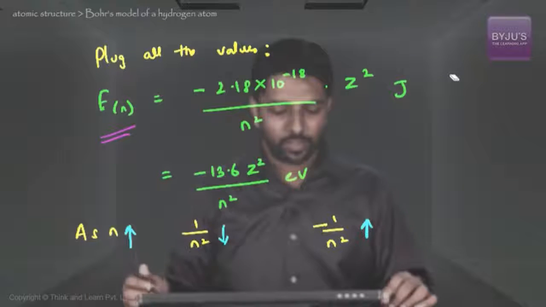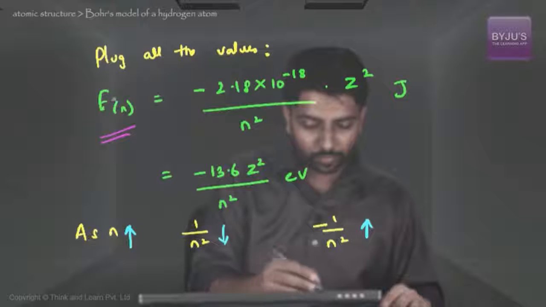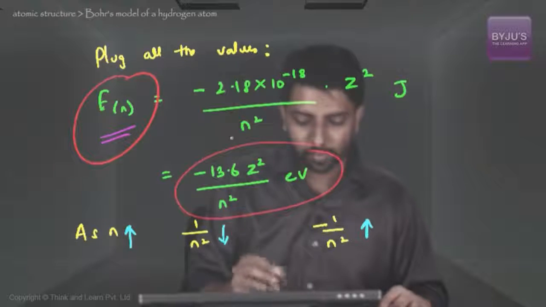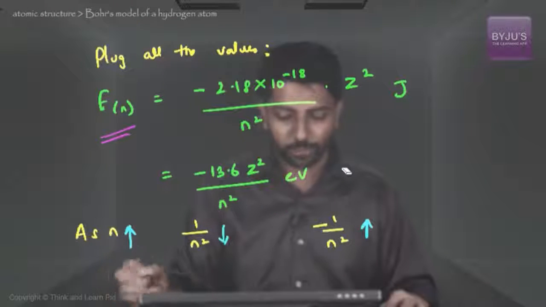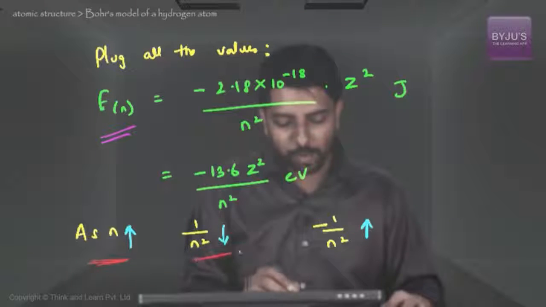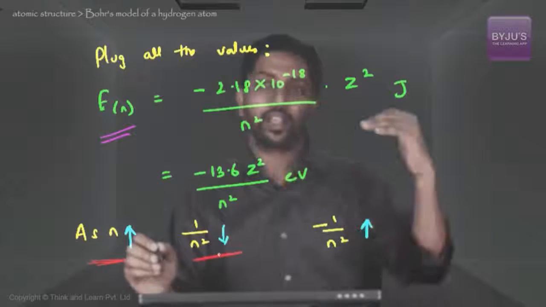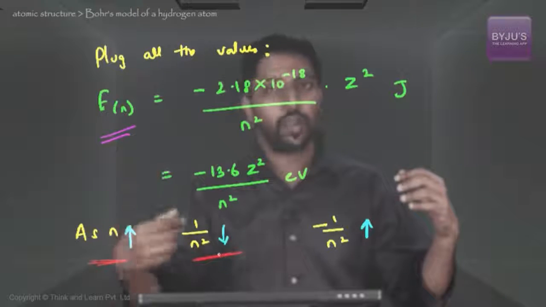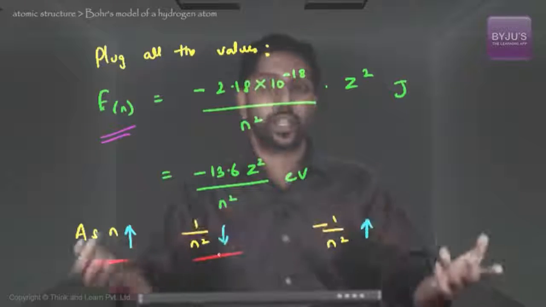But here we have E of n as a function of Z squared by n squared. Z is a constant, forget about that. So now as n increases, n is a positive integer, so 1 by n is going to decrease. 1 by n squared is also going to decrease because n squared is going to be even bigger than n, correct?